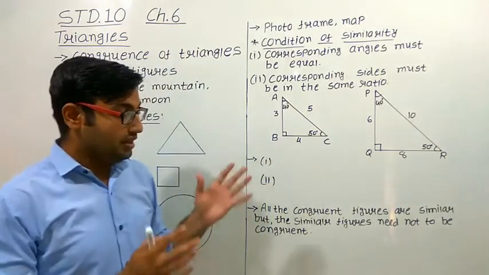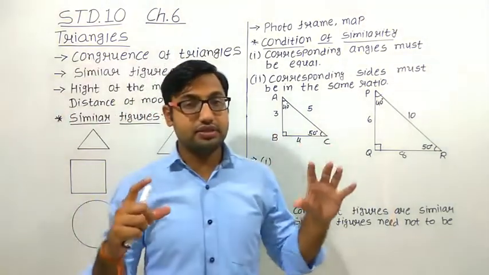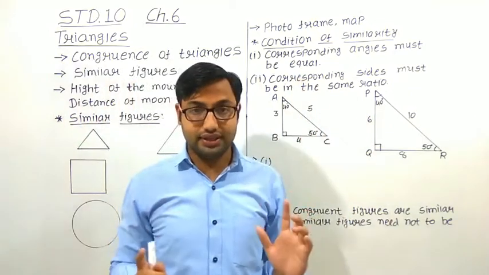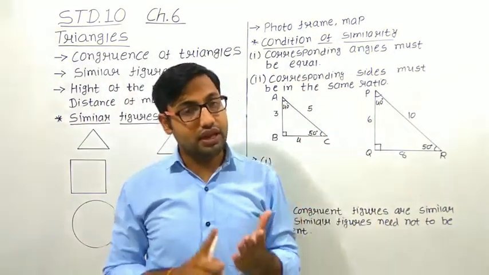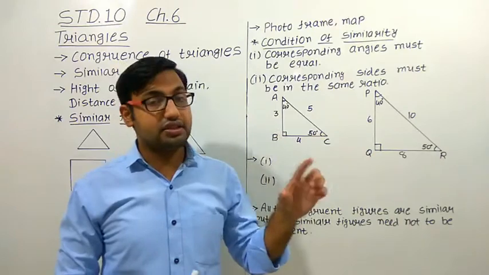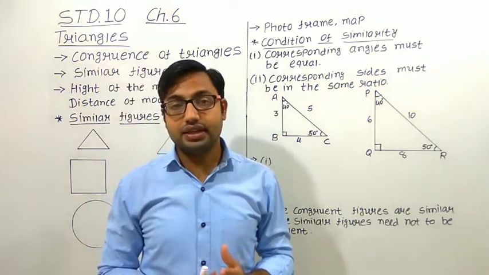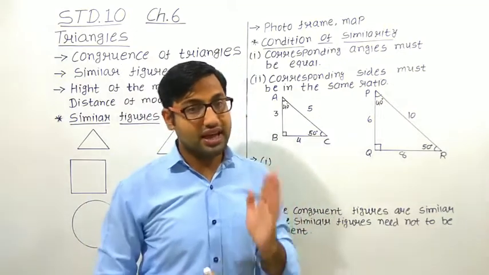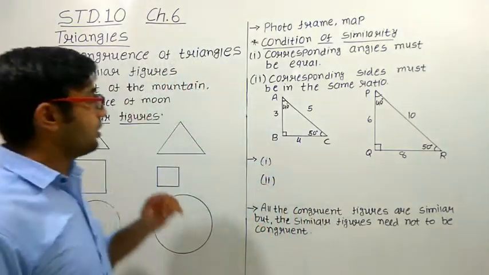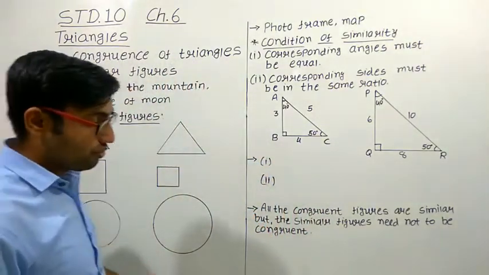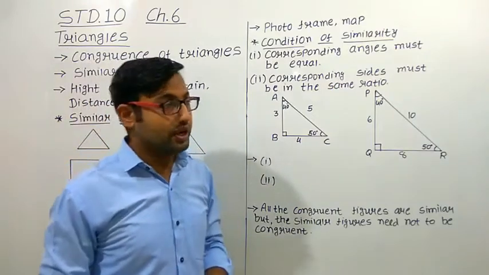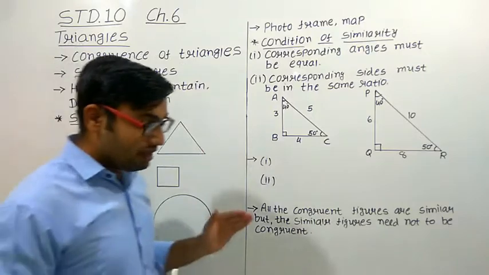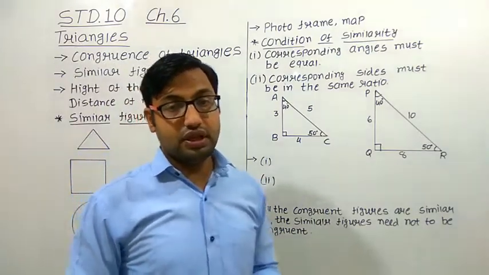When we have two triangles and all the corresponding angles, all three angles, are equal and all the sides are equal, then we can say that the two triangles are congruent triangles. That we know very well. Now we have to study about similar figures.